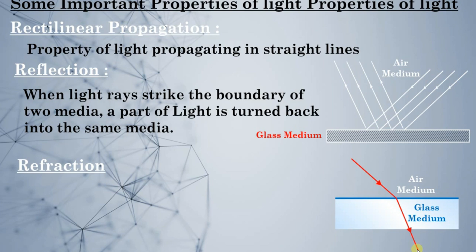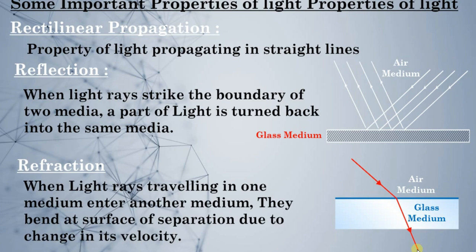When light rays traveling in one medium enter another medium, they bend at the surface of separation due to a change in velocity. So the velocity of the light ray changes as there is a change in the medium. When moving through air, it is very fast, but when it comes to the glass medium, it is much less. The velocity decreases.